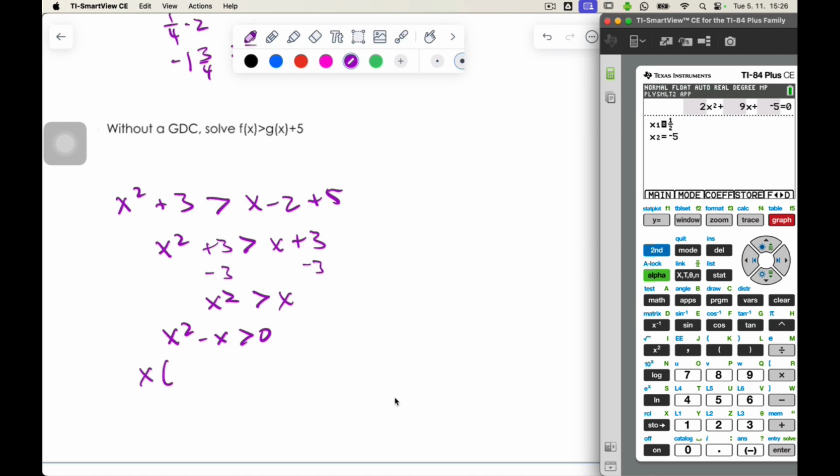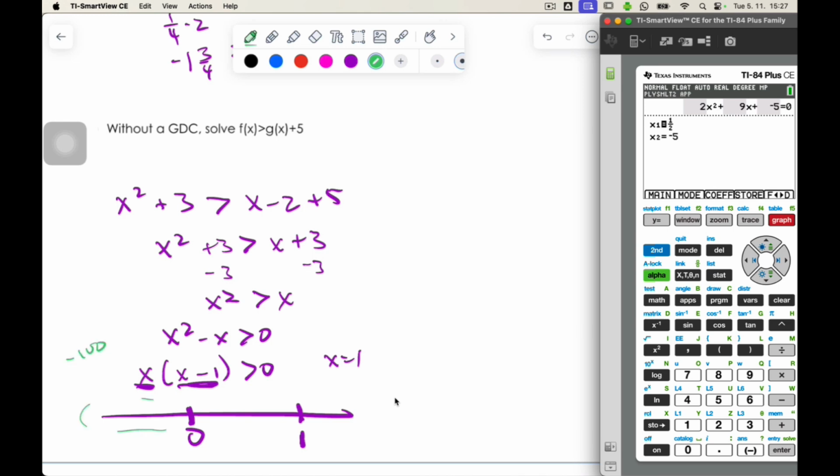And then I factor out the x. And I know I have this one is 0 and this one is x equals 1. Choosing values, if I choose a negative value over here somewhere, like negative 100, this is negative, and that is definitely negative. So two negatives make a positive. If I look at positive 1/2, let's say, that's a positive. Half minus 1, that's a negative. So that will be negative.